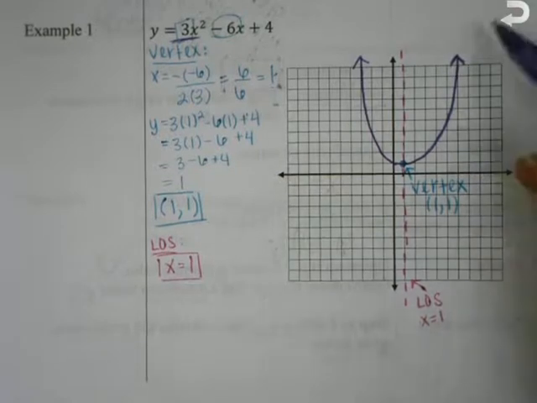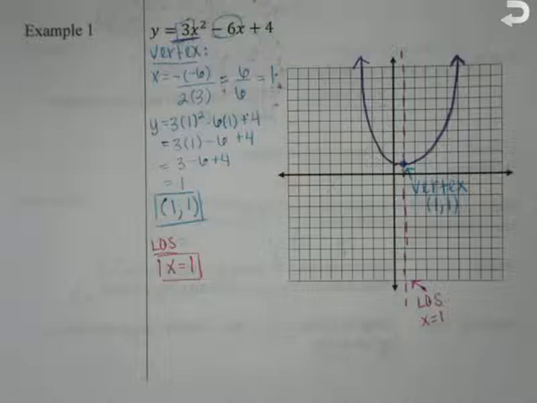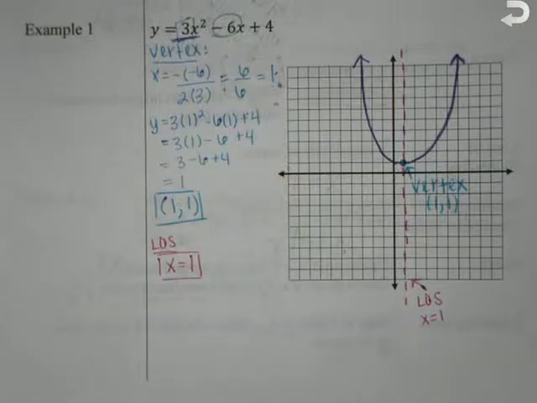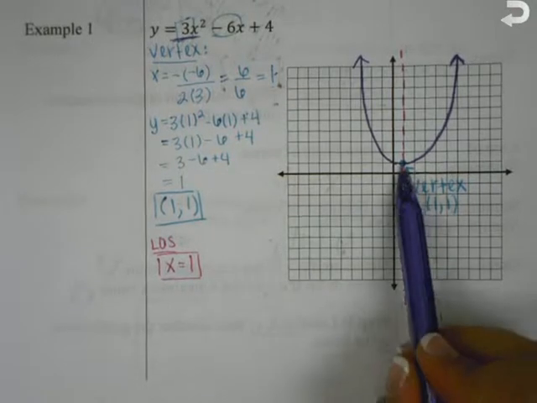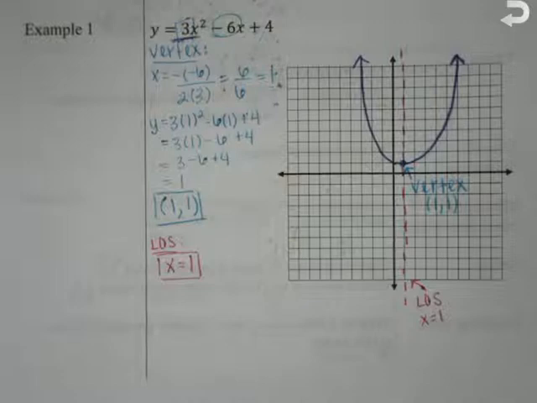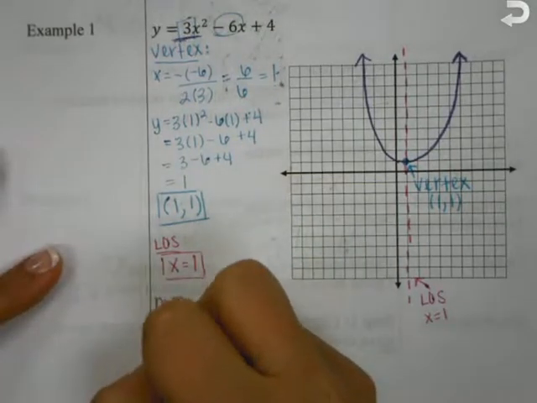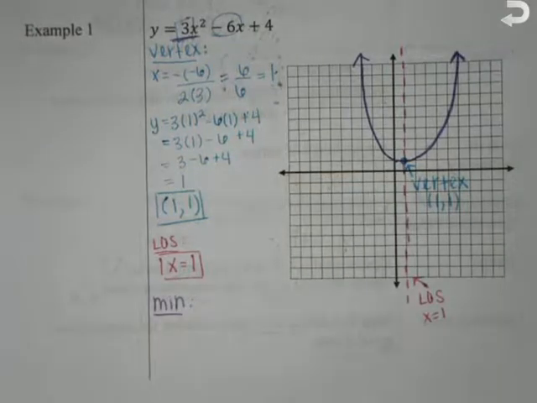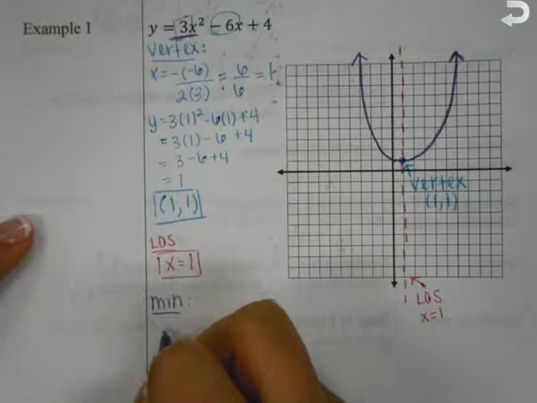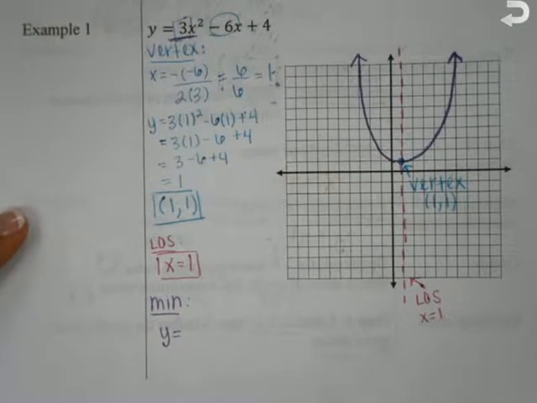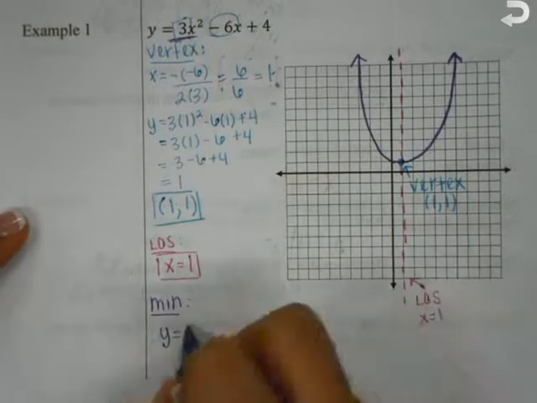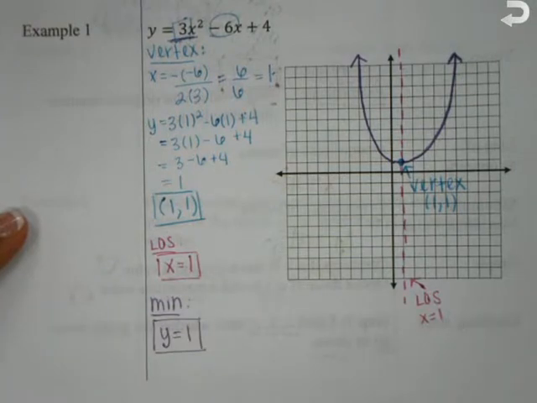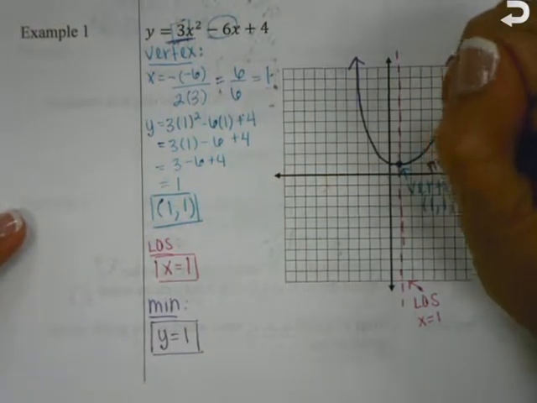Okay, so since my parabola is opening up, do I have a minimum or a maximum value? I have a minimum. The minimum is what value? Is it the x or the y coordinate? Y. It's the y coordinate. So the minimum is y equals what? What was the y coordinate? 1. So it's just y equals 1. That's what you can write for your minimum. Let's label it on our graph just so that you have a visual. That is a minimum. Y equals 1. And that is the graph of this equation.